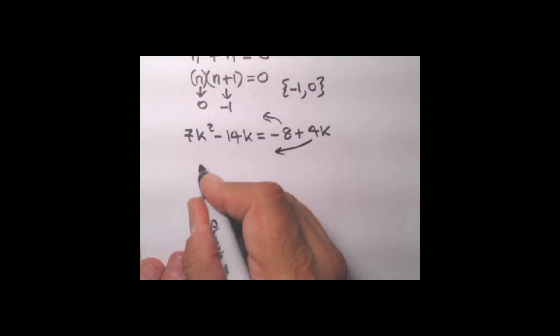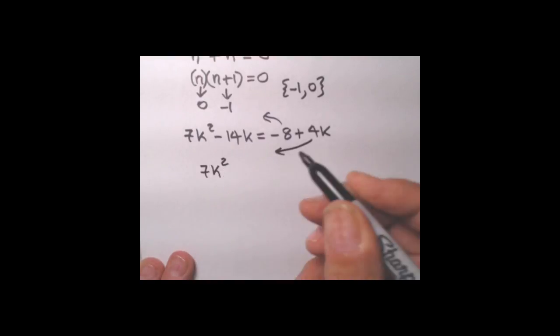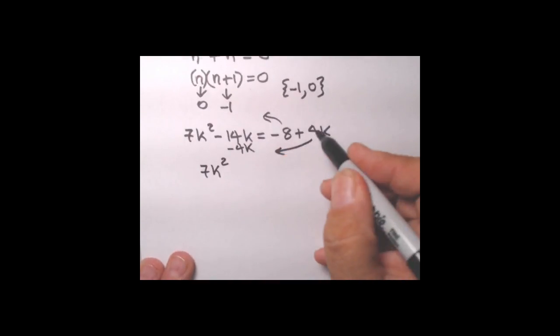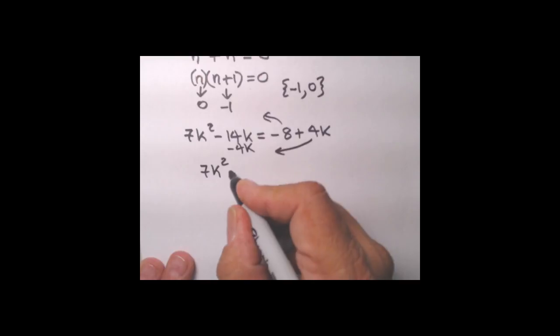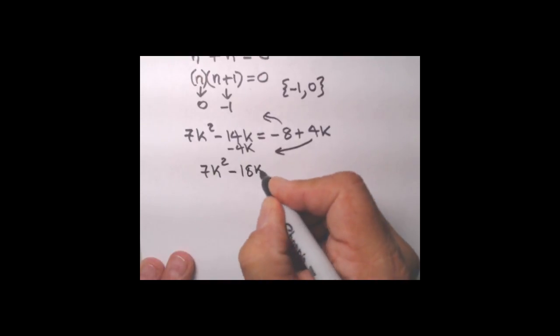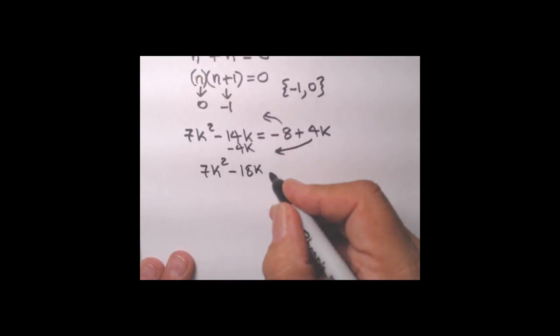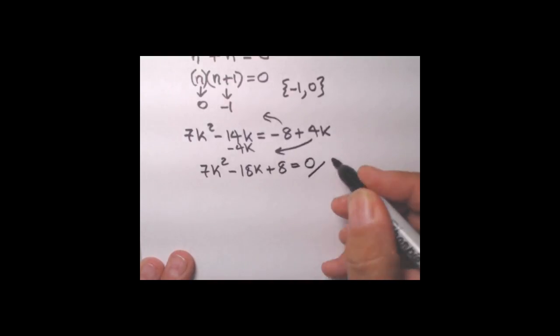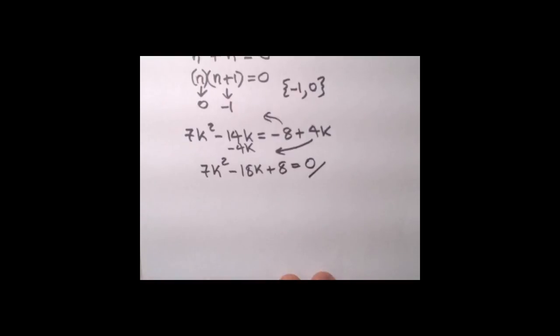I start out with the 7k squared, nobody else to combine with that. Now the plus 4k will come over as minus 4k. Plus 4 to minus, that gives me -18k. And then the -8 goes over as +8. So I've moved everybody to the left, so I've got the required 0 on the right. Remember, never waste your time factoring the left unless you've got a 0 on the right, because you need that 0 over there to figure out what the roots are and to play the 0 product game.